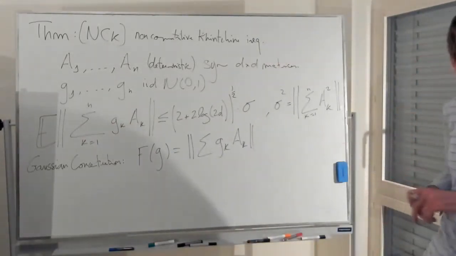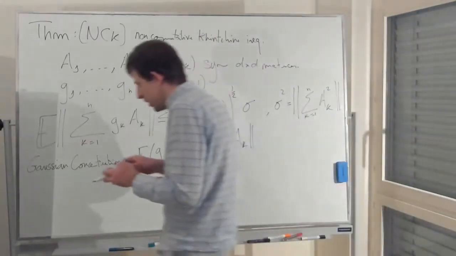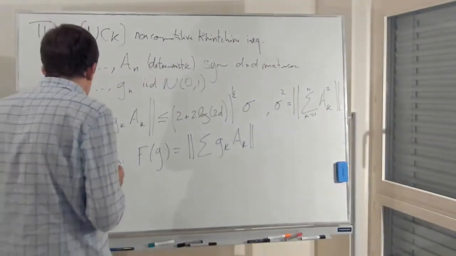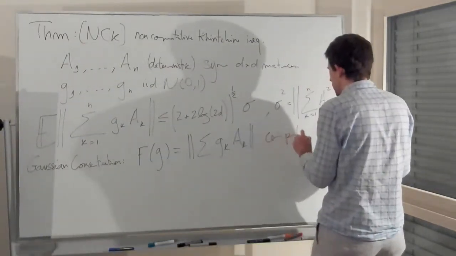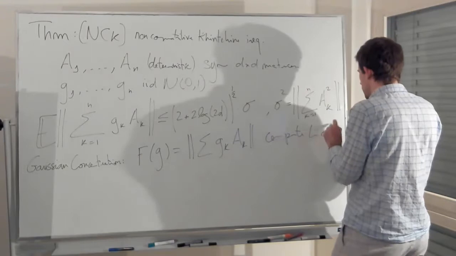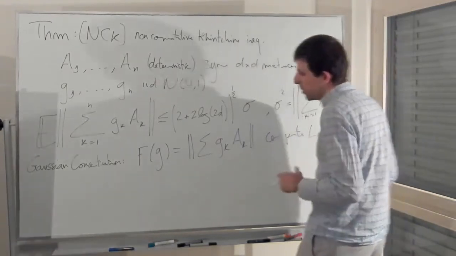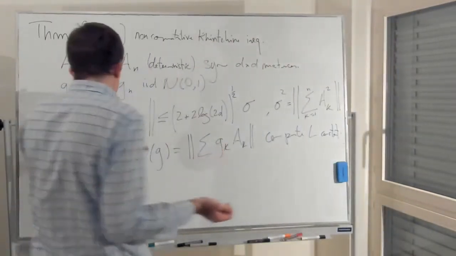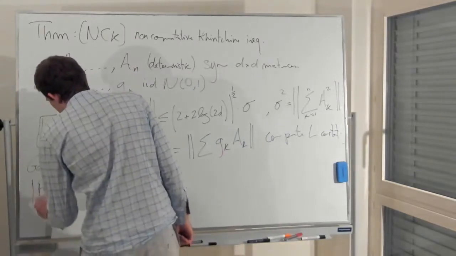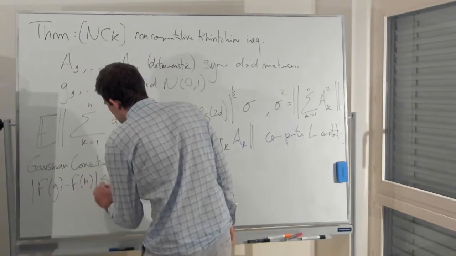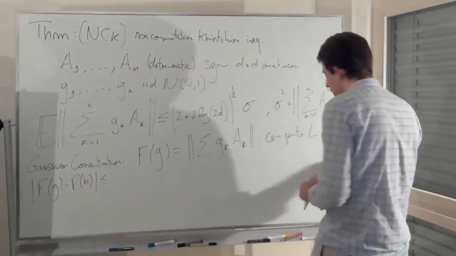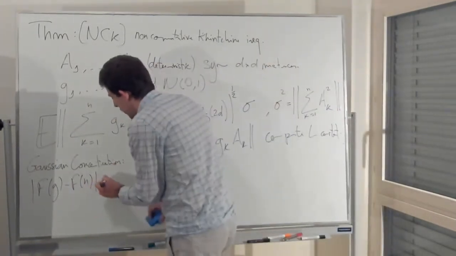Okay, so now we have to compute the Lipschitz constant. The goal now is to compute the Lipschitz constant. Okay, so let's do that. Let's say that we have f of g, right? Let's say that we take f of g minus f of h. For now we're going to need smaller or equal. Let's work this out.